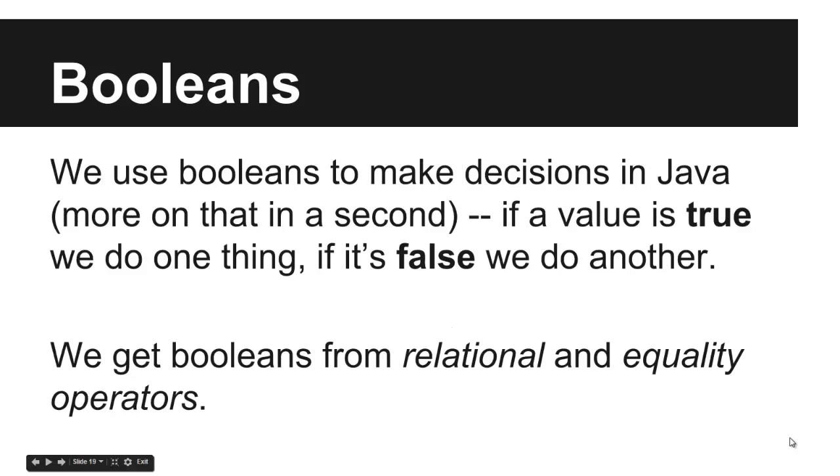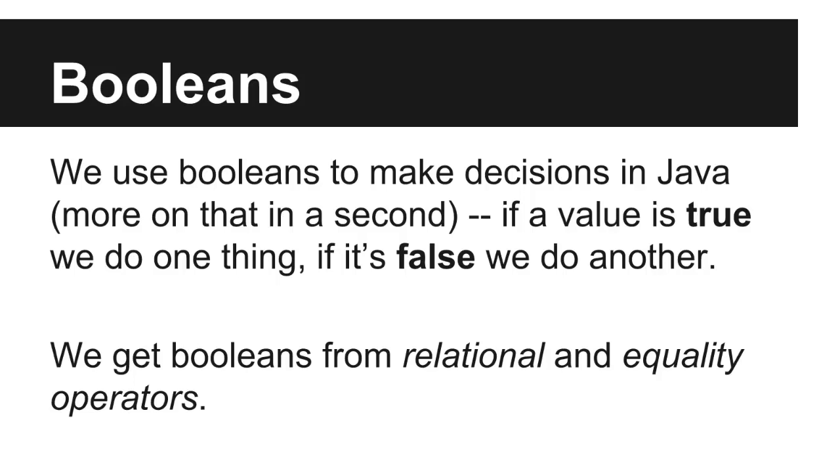And Booleans are things that we use to make decisions in Java, which is to say that every decision that we make in Java is going to have a true or false component. It's going to be a binary. It's going to be a split. And so we get those from Booleans, or from the things that produce Booleans.